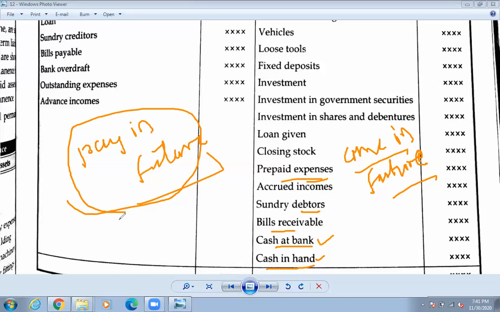Okay, so receivable and prepaid, that is the assets for you. Okay, so remember it this way, and that will help you a lot in continuing the other topics. Okay, so it helps a lot in solving other questions. Okay, so this much for today.